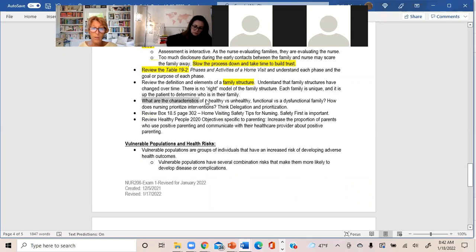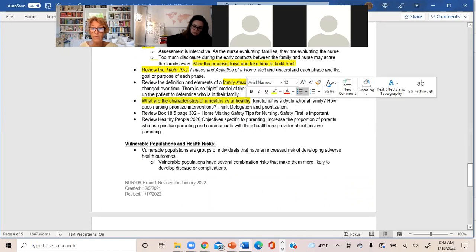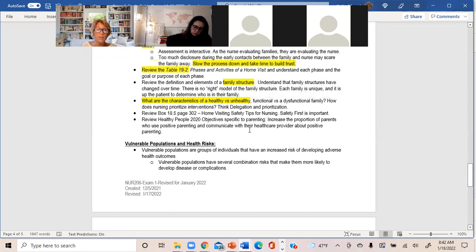And then this is important. What are the characteristics of a healthy and unhealthy family? Functional and dysfunctional family. That is in your PowerPoint, and I'm thinking that's in chapter 18, family assessment. There's a couple of questions on each of the exams, I think, that ask what a functional family is, what a dysfunctional family is, how do you identify a dysfunctional family, and what do we do for interventions?